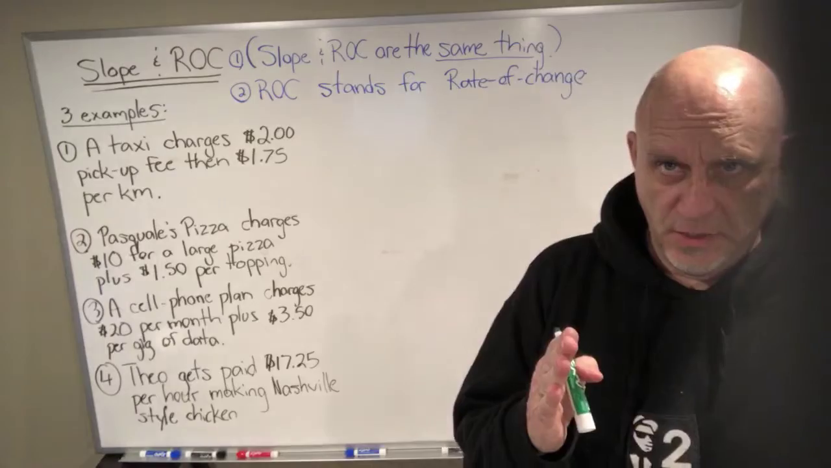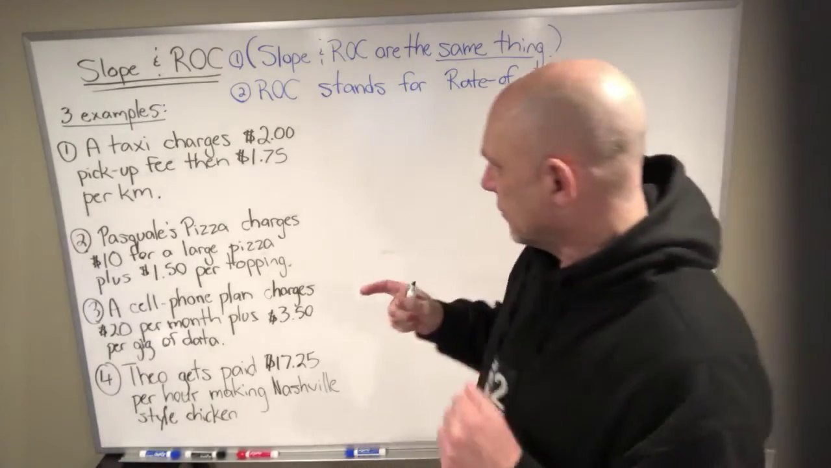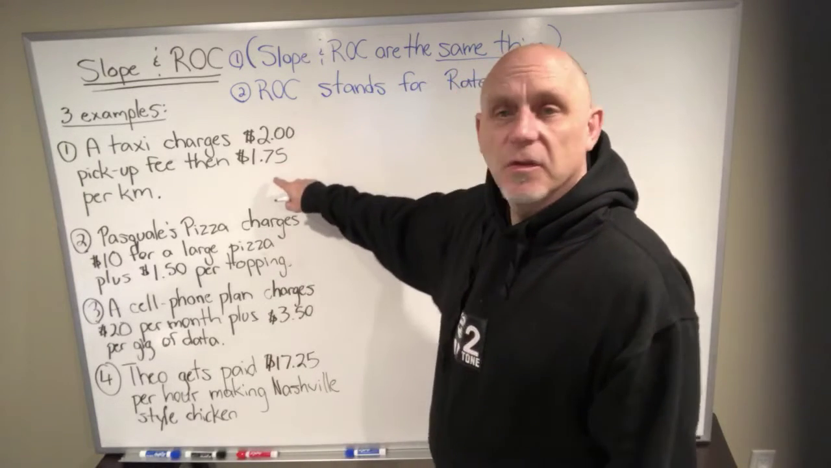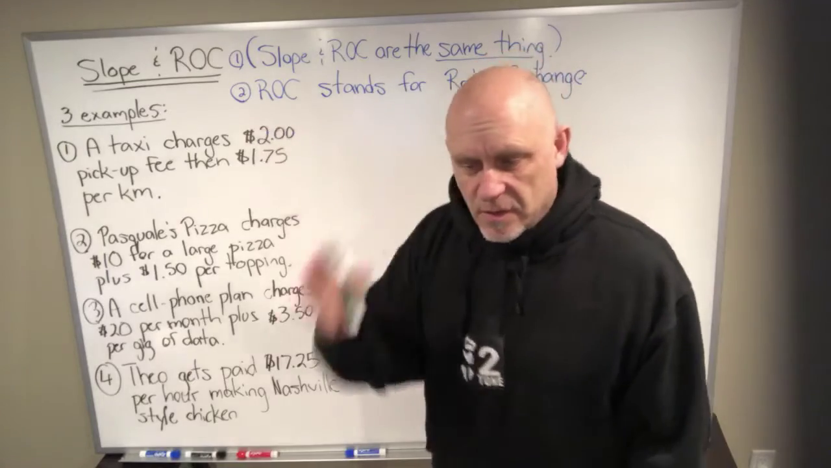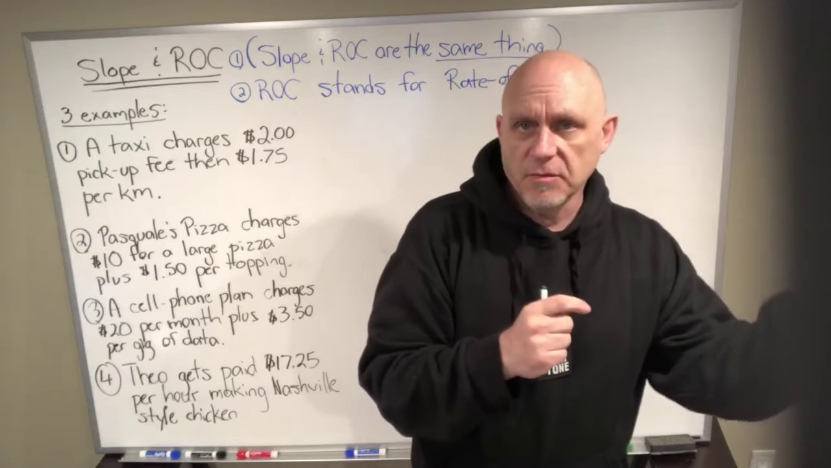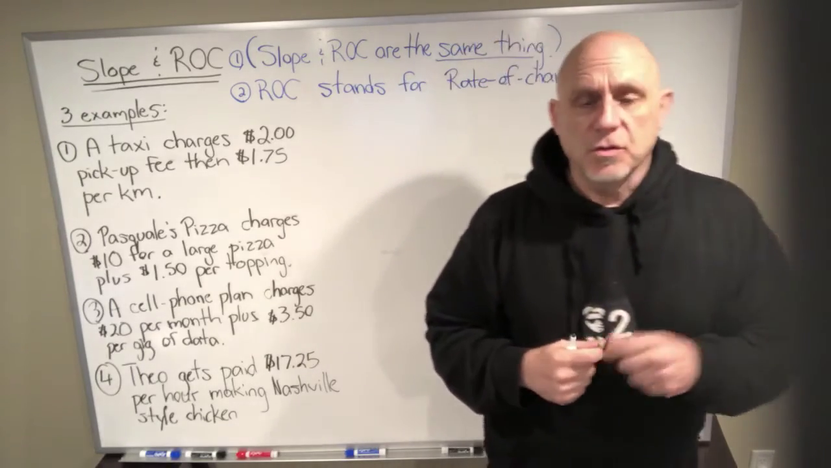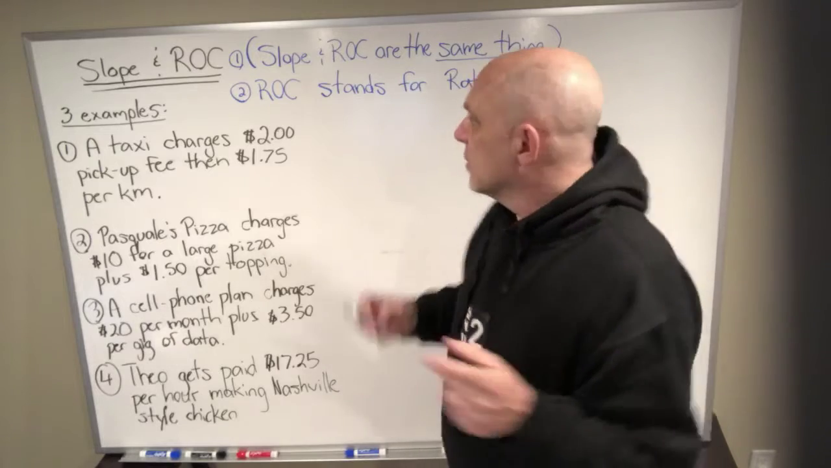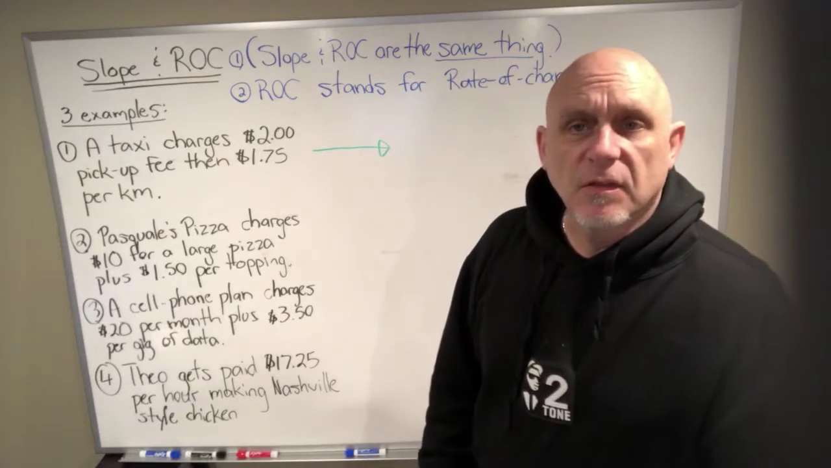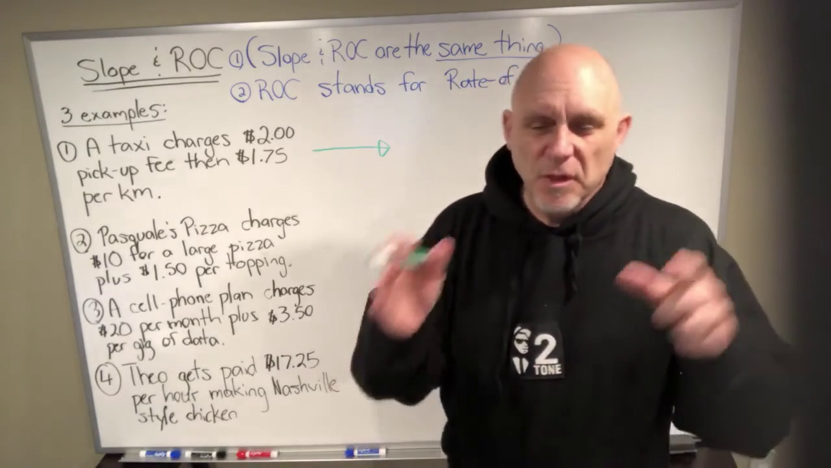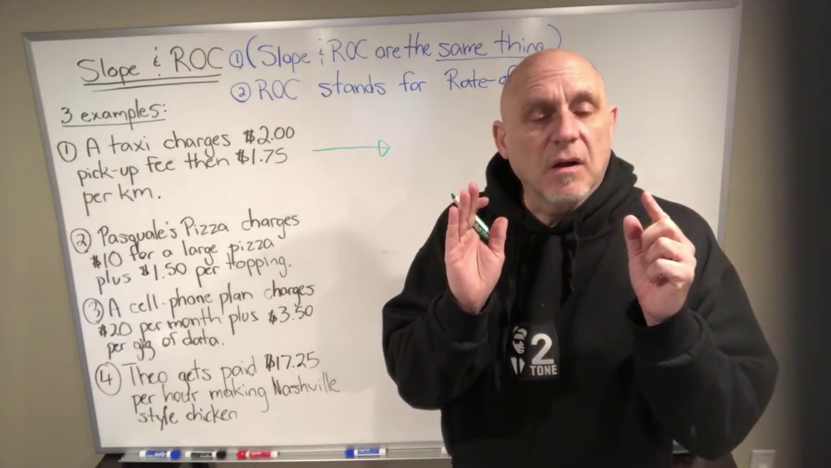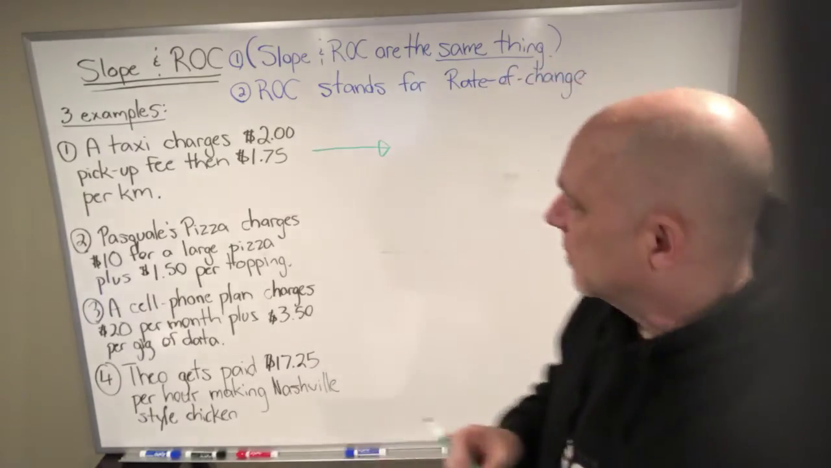The first one is the rate of change. The rate of change is the one that changes. The $2 does not change. They charge you right off the bat. It's the $1.75 that changes. Every kilometer they add another one. 10 kilometers, it'll be 10 times $1.75. If they drive you 2 kilometers, it'll be twice $1.75. So that is the rate of change. It's the one figure in the situation that changes per unit of time, per something. Per is often a giveaway, something that reveals it.